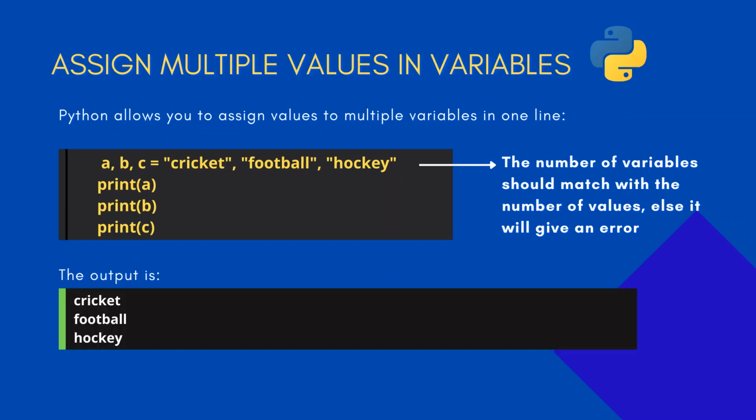Now let's talk about assigning multiple values to variables. Python allows you to assign values to multiple variables in one line like the given code sample. In this code sample, A is assigned cricket, B is assigned football, and C is assigned hockey. In this type of assigning, the number of variables should match the number of values, else it will give an error.